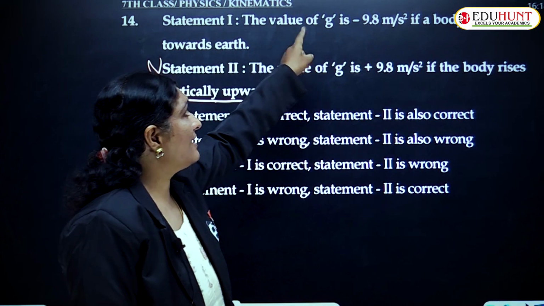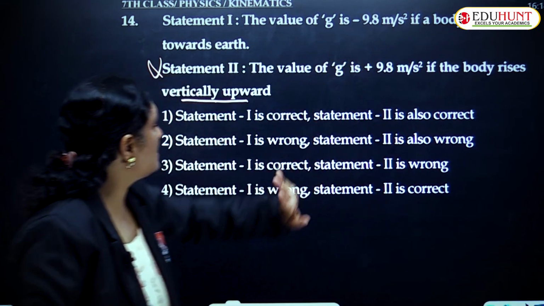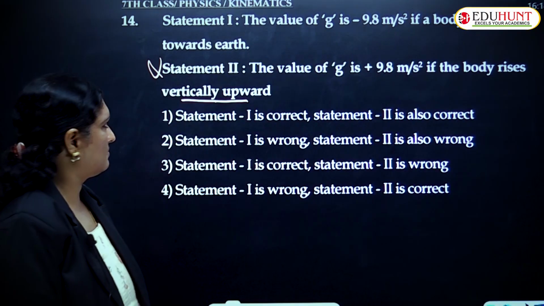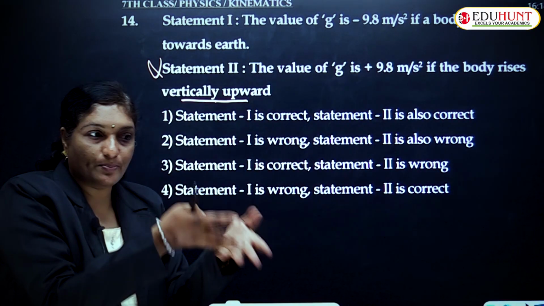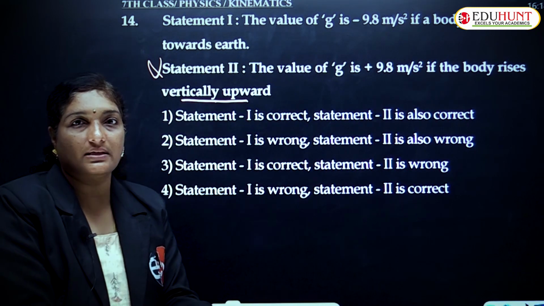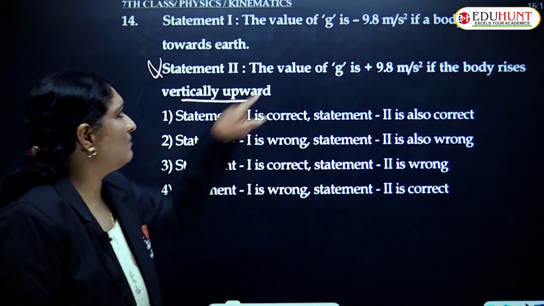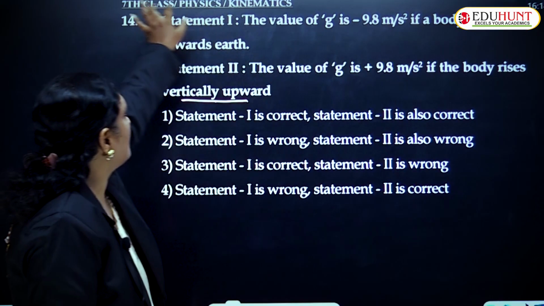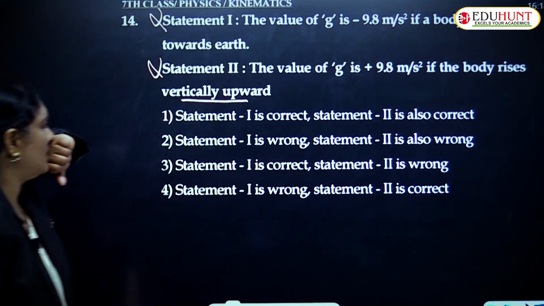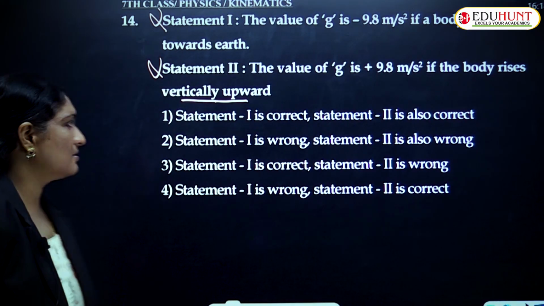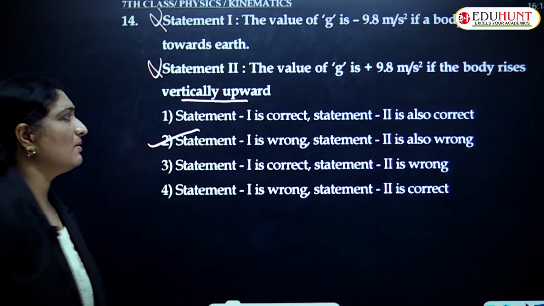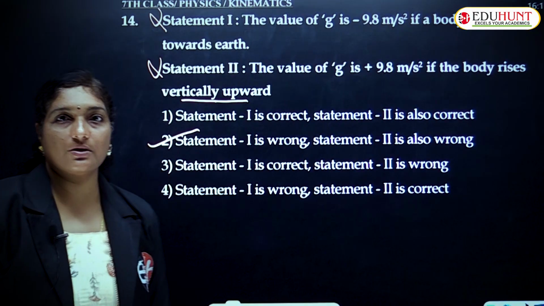The other one: the value of g is minus 9.8 if a body falls towards the earth. Towards the earth means, as I just told you, it should be increasing. Increasing means positive, plus 9.8. But what they have given here is minus 9.8. So both statements are false. Statement 1 is wrong, whereas statement 2 is also wrong. So your option number 2.